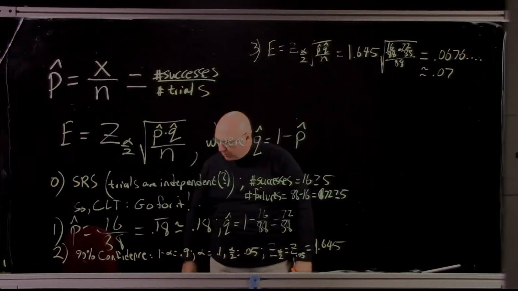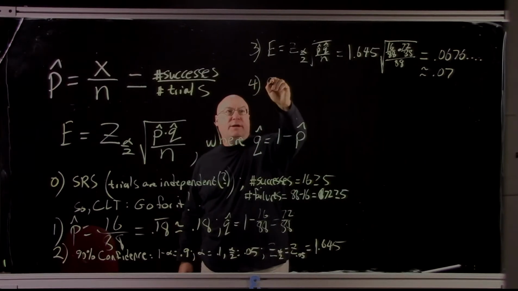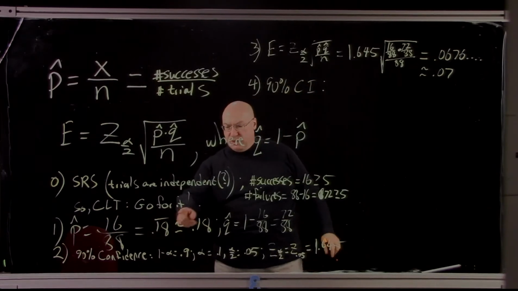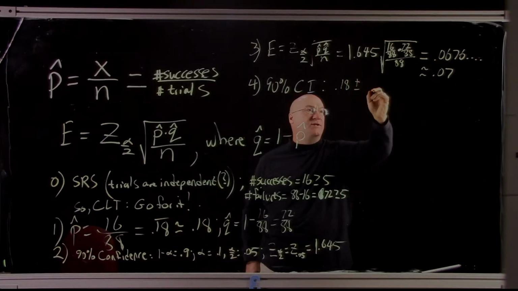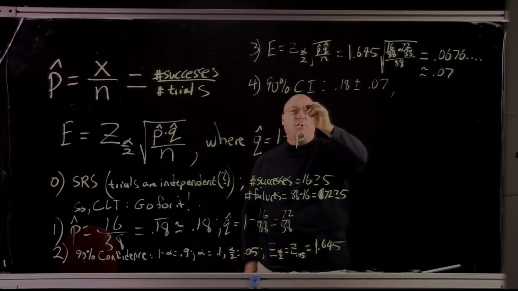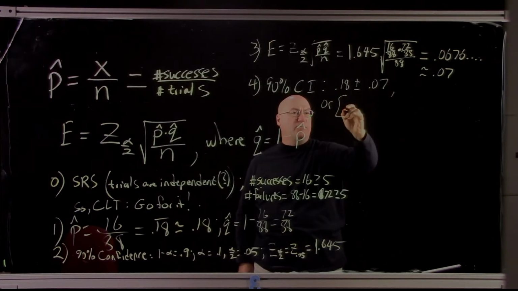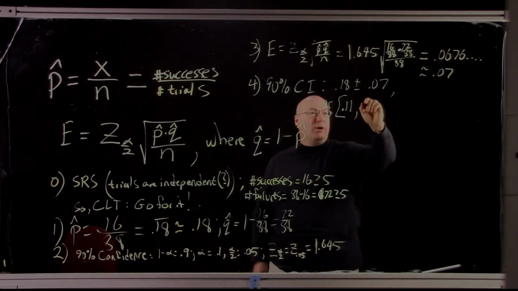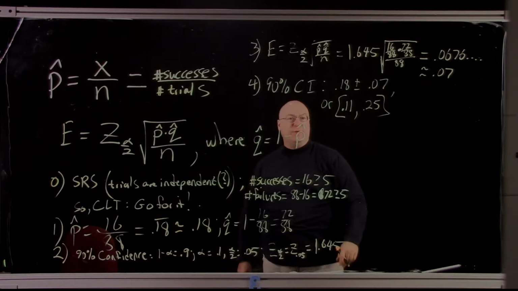Okay, so there's your answer. The 90% confidence interval is 0.18 plus or minus 0.07. Or we can write that as, when I subtract 0.07 from 0.18, I get 0.11, and when I add it, I get 0.25. Okay, so what are we saying then?